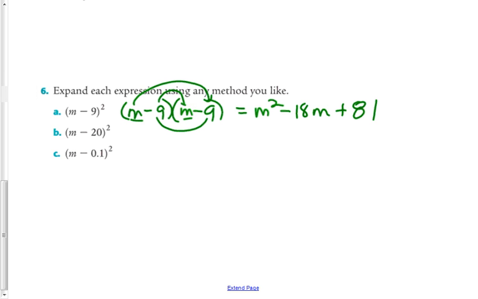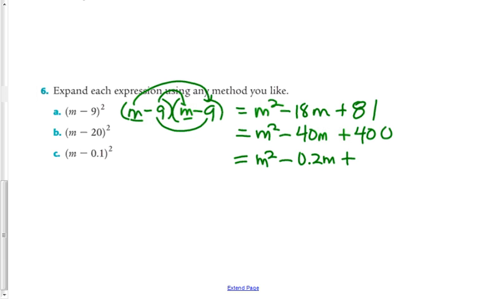The next two here, I'm just going to write down the answer. We get m squared minus 40m plus 400. And the last one, we get m squared minus 0.2m plus 1. So there's a pattern here, and let's just do one more problem so we can see that.